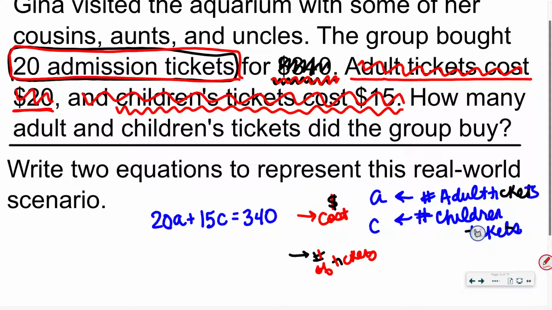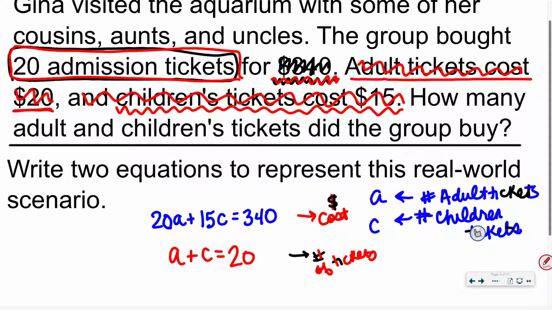20 tickets, and then 20 tickets cost $340, which we already have represented at the top. We already have an equation representing the cost. We don't have an equation representing the number of tickets. A plus C equals 20. What does that equation mean? The number of adult tickets plus the number of children's tickets equals 20.